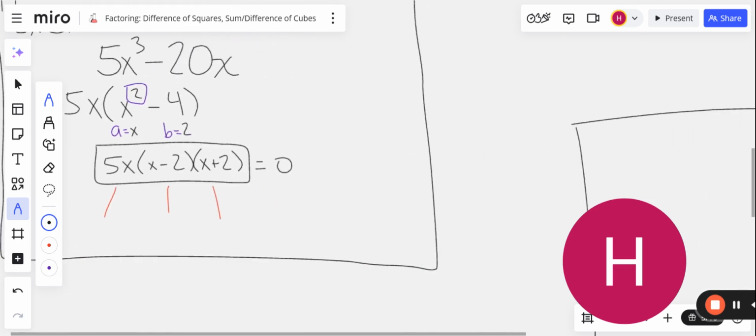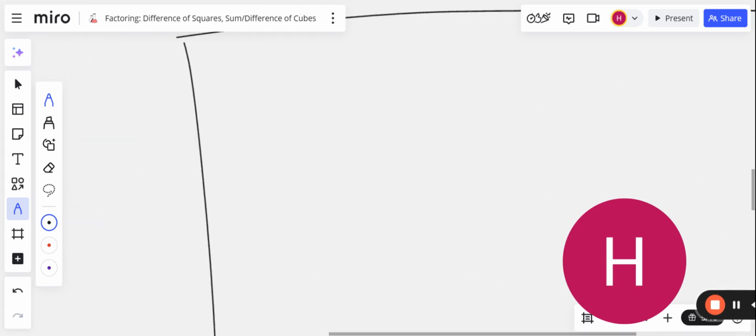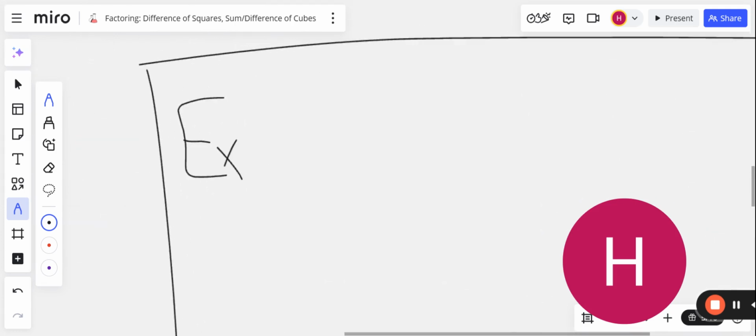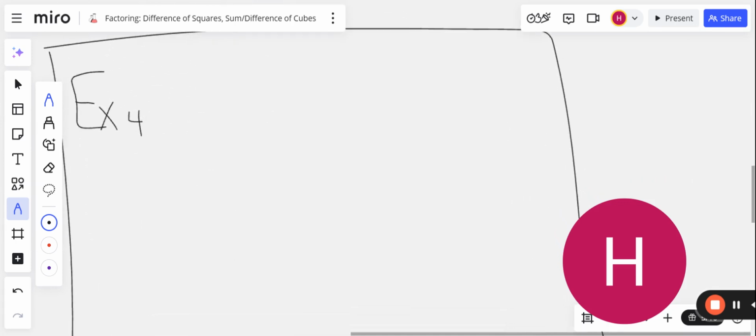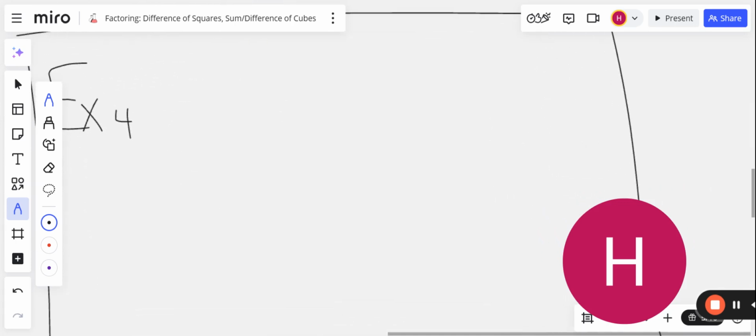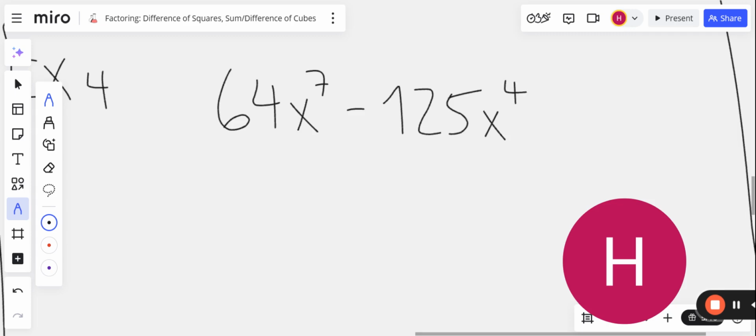Let's move on to one that is a little more interesting here. Example 4, I guess we can call this. We're moving along. We're going to say, maybe I should move it up here. 64 x to the 7th minus, oopsie, 125 x to the 4th.